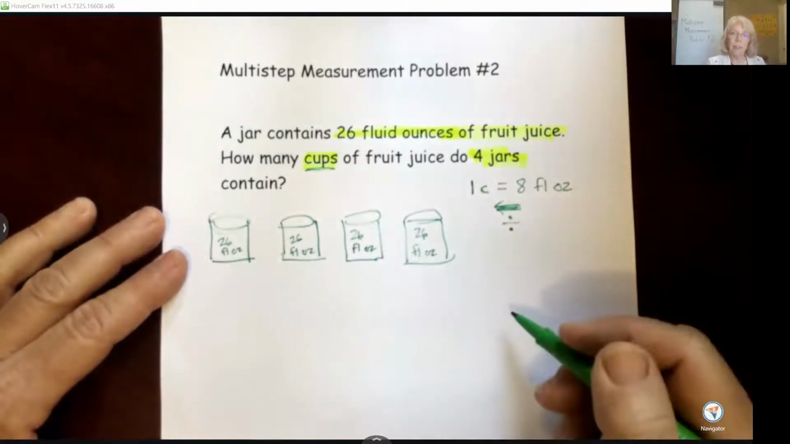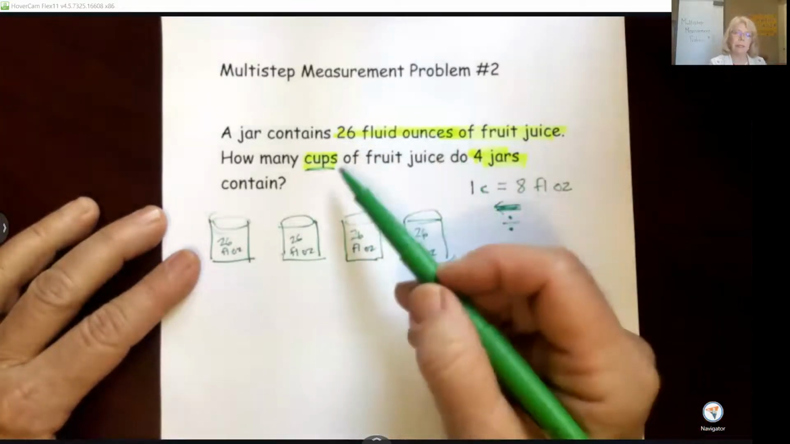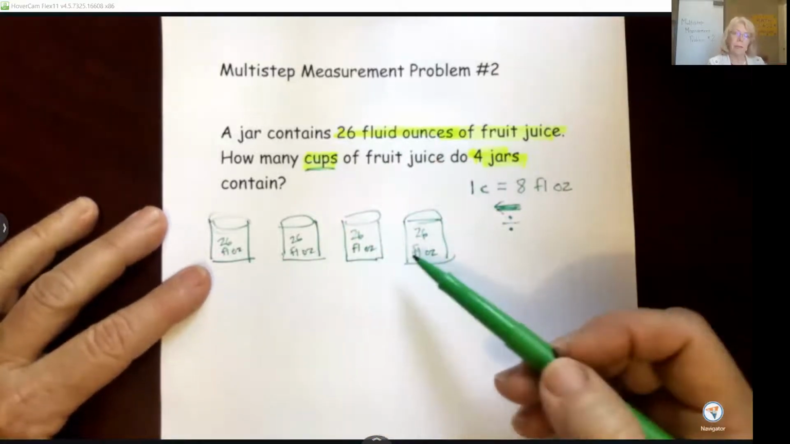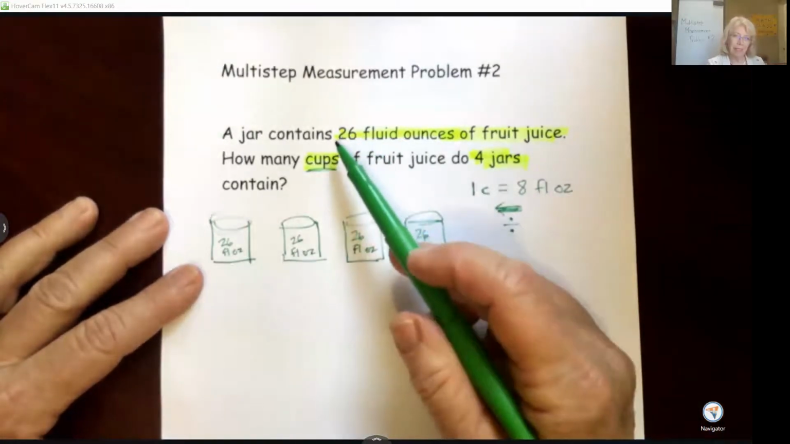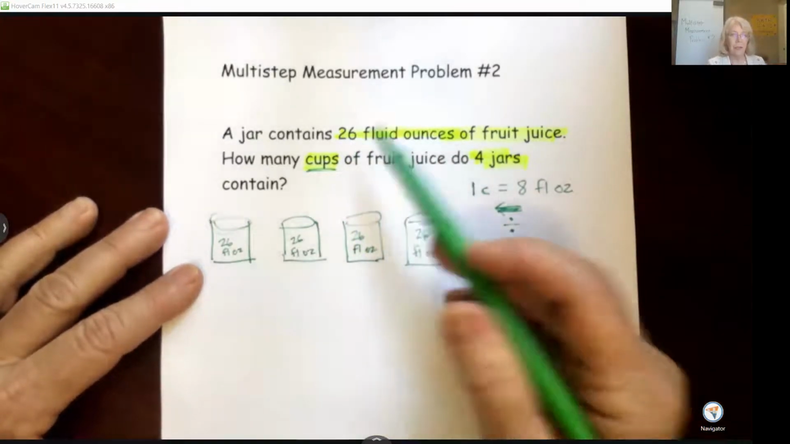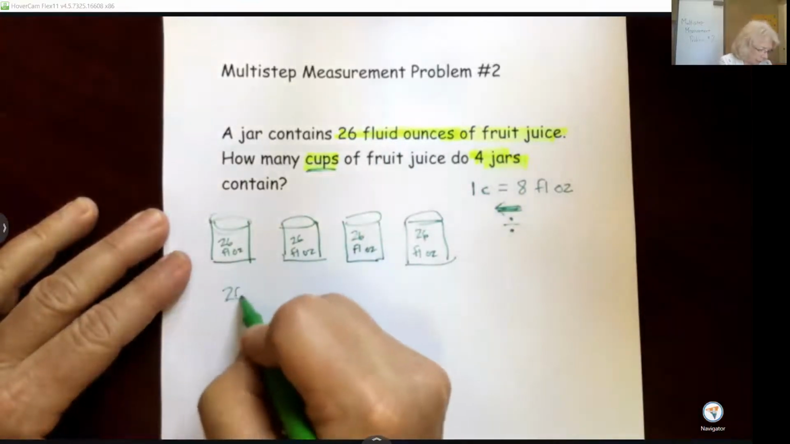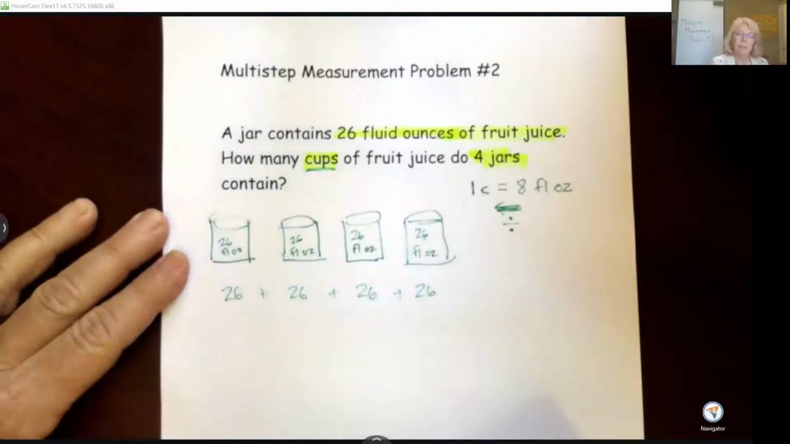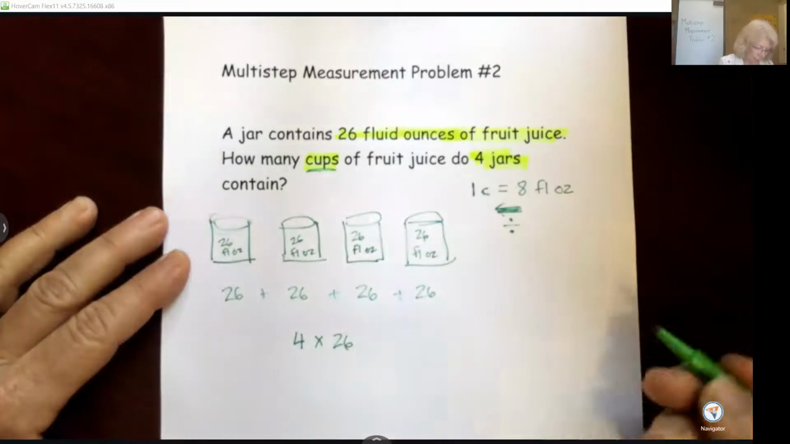Now the next question is, when do I convert? Should I convert my 26 fluid ounces into cups, and then fill that number in here and add it, or would I add first? How I decide that is I take a look at that number, 26. Can I evenly divide 8 into 26? No, I can't. So that makes me think I'm going to add first, or maybe multiply. The first part of this problem can be solved 2 ways. I could add 26 4 times, or that's the same as 4 times 26. I think I'll pick that one.